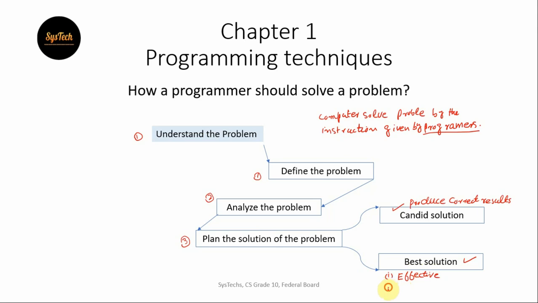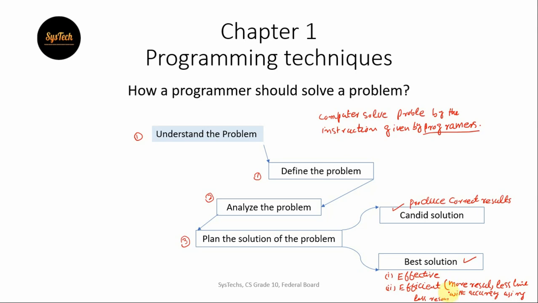And number two, is the solution efficient? When we are talking about efficiency, it means more tasks, more results in less time with accuracy. Using fewer resources.